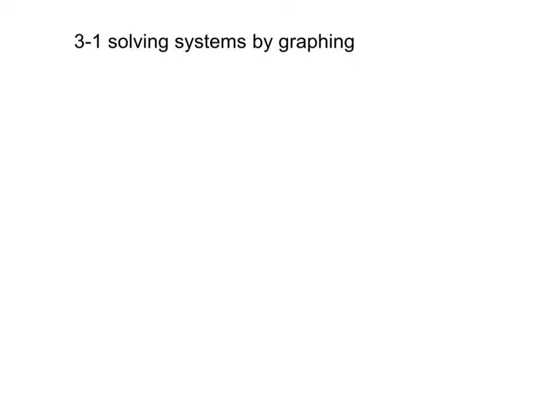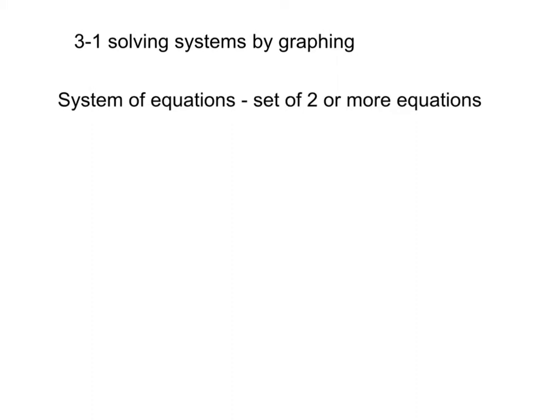Section 3-1, Solving Systems by Graphing. A system of equations is a set of two or more equations. In this section, we are only going to be looking at linear systems, and those are systems that consist of linear equations, which are just a bunch of lines. A solution to the system is a set of values for the variable that makes all equations true.